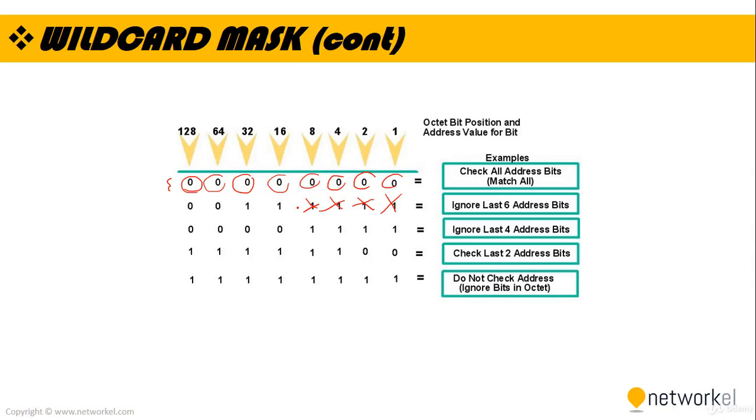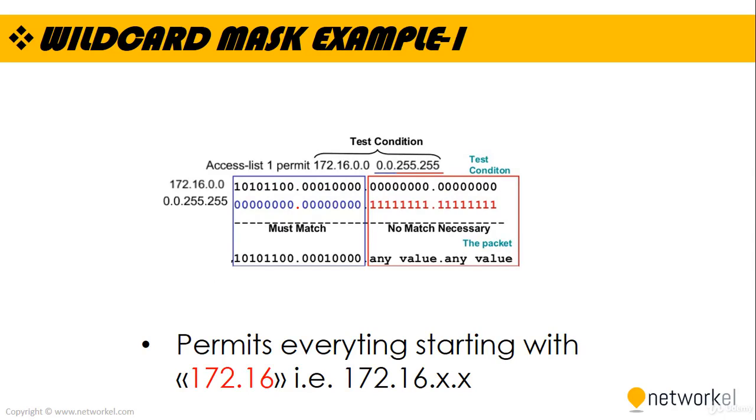Okay, I'm going to show you an example as well. Here we see an access list statement, and this access list says: access-list number 1, permit 172.16.0.0 with a wildcard mask of 0.0.255.255. So here is the network ID and here is the wildcard mask.